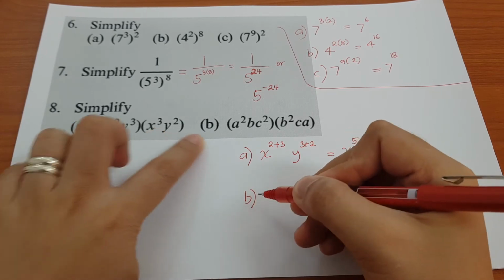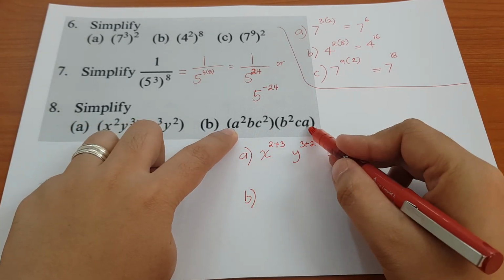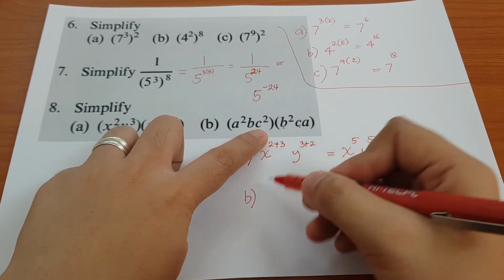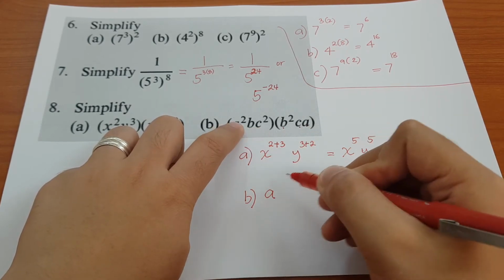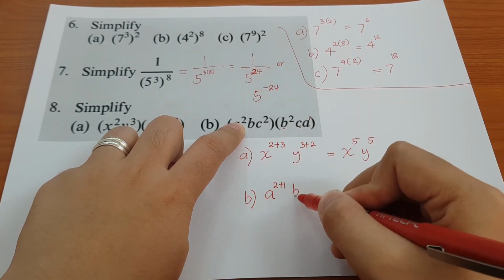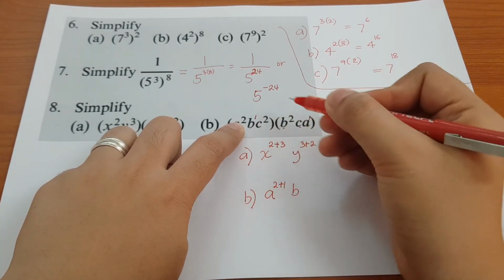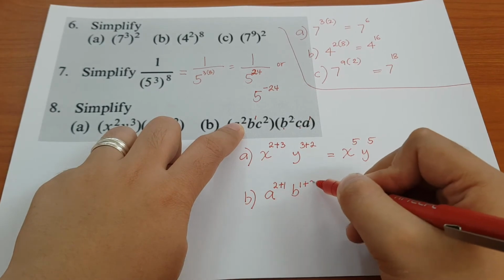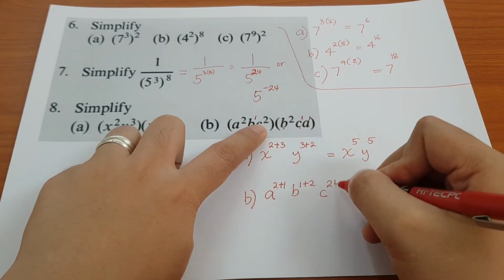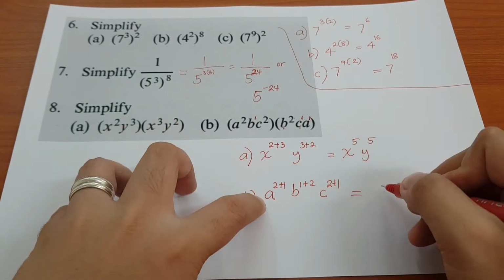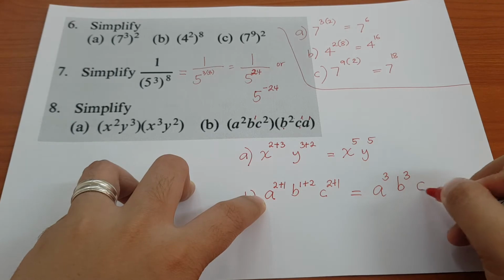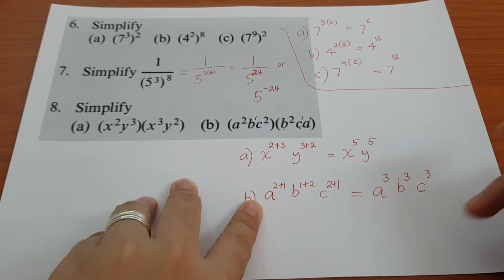Now for B. So again, there is same base A, same base B, and same base C. So we'll just add the power. So 2 plus 1, 1 plus 2, 2 plus 1. So therefore, this will be A to the power of 3, B to the power of 3, C to the power of 3.